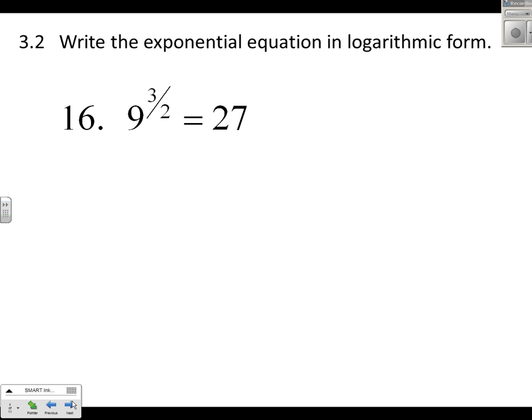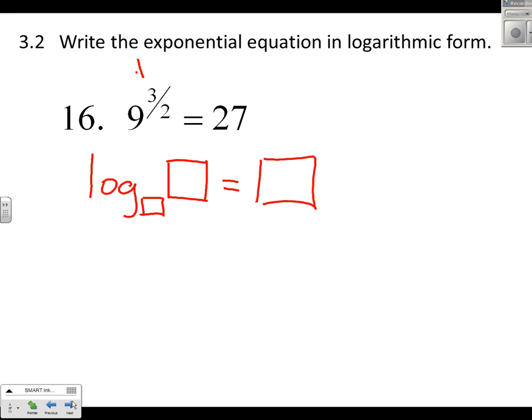Then, write the exponential equation in logarithmic form. So I end up wanting log something something equals something. Well, what do we have here? 3/2 is the exponent that's turning 9 into 27. So 3/2 is the exponent that's turning 9 into 27.